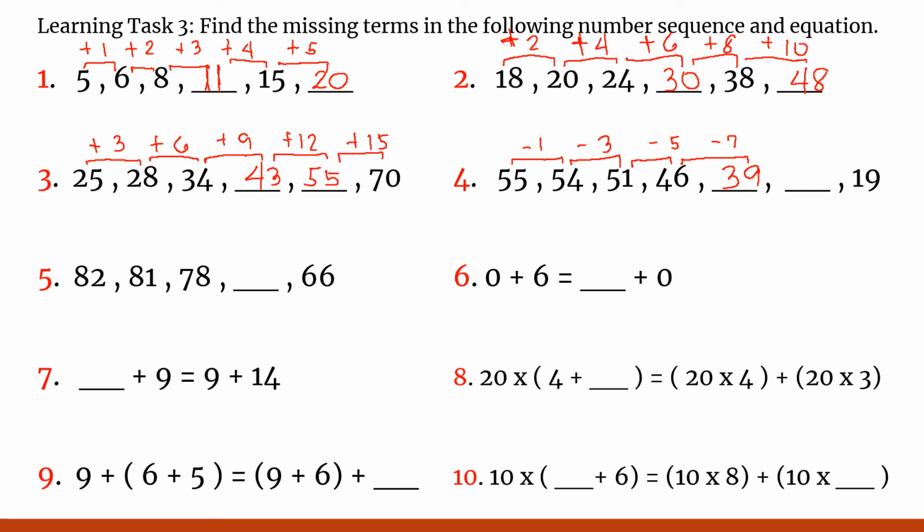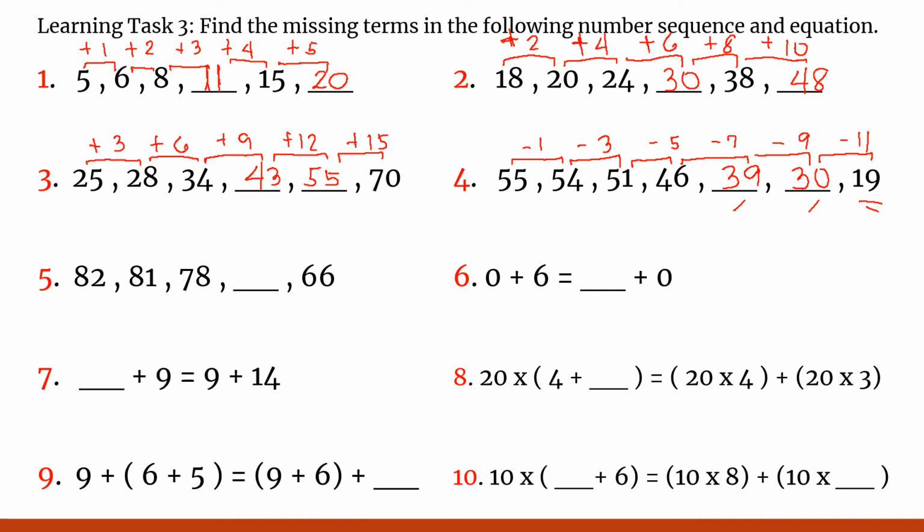Okay? Now, from 39 going to the next term, dapat yun ay minus 9. So 39 minus 9, the answer is 30. And from 30 going to the last term, 19, dapat yun ay minus 11. Which of course, 30 minus 11 is 19. That's why the unknowns in sequence 4 are what? 39 and 30. Next, number 5: 82, 81, 78, blank, 66.